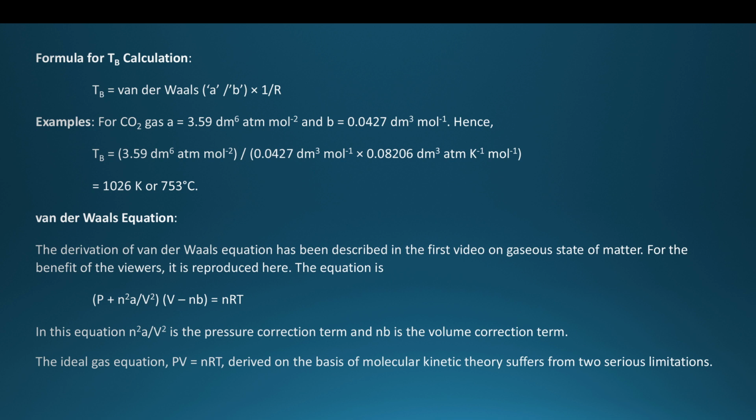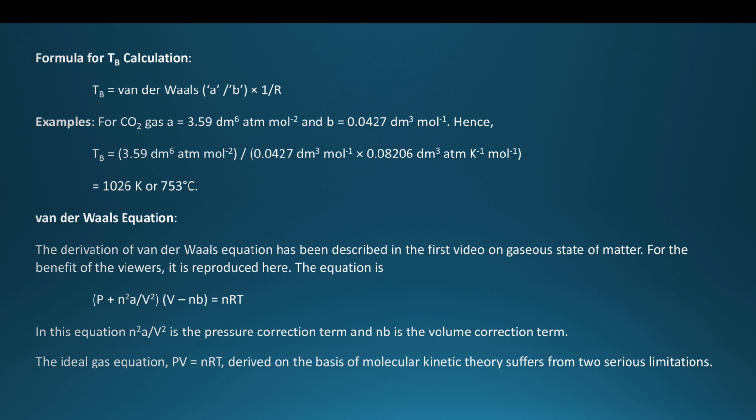Van der Waals equation. The derivation of the van der Waals equation has been described in the first video on the gaseous state of matter. For the benefit of the viewers, it has been reproduced here. The equation is P plus n square A over V square, multiplied by V minus nB, equal to nRT. As told before, n square A over V square is the pressure correction term, and nB is the volume correction term for n mole.